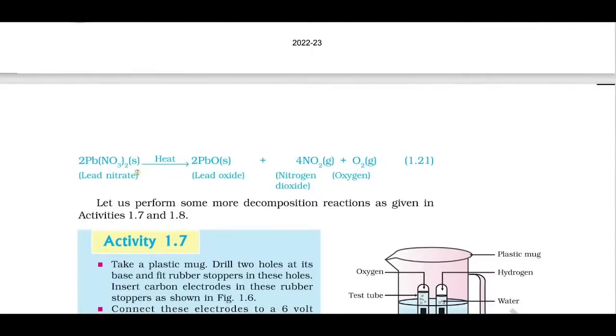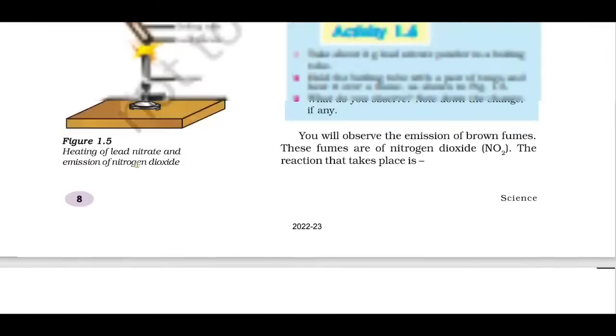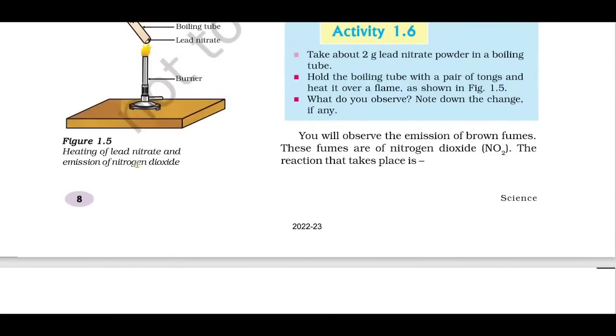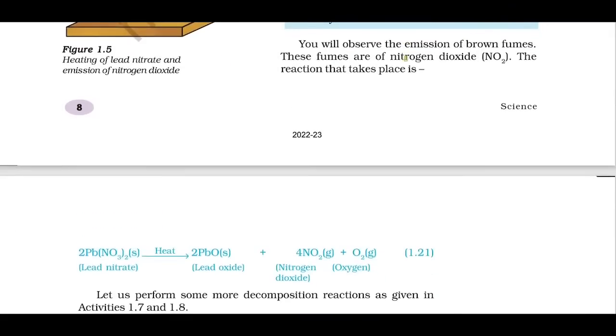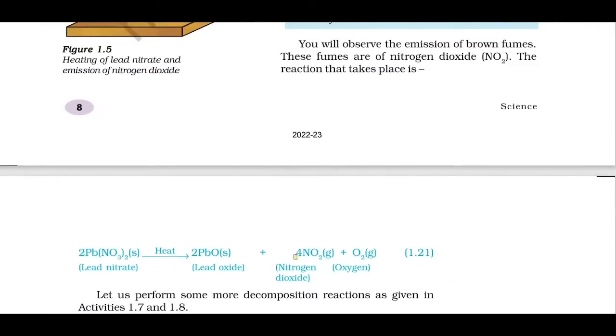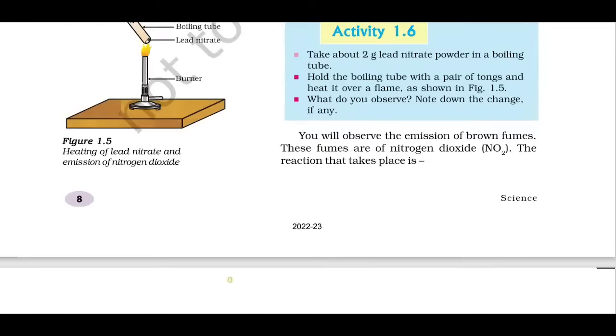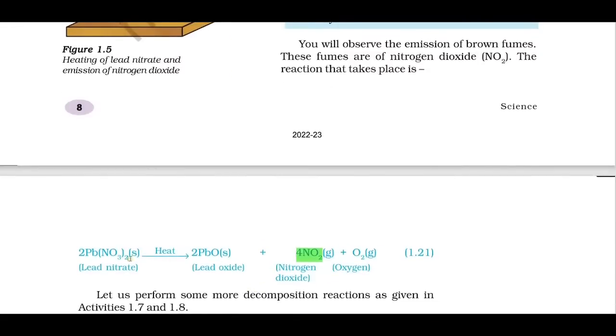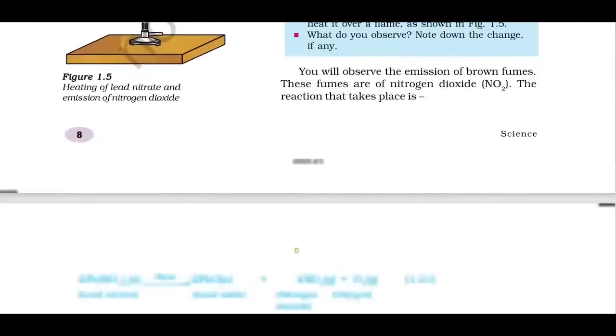We have one more important reaction that is based on the decomposition reaction. Reaction of lead nitrate. The heating of lead nitrate gives what? Lead oxide plus release of brown fumes. What are the brown fumes? It is nitrogen dioxide. So heating of lead nitrate releases brown fumes. What is the gas called? It is nitrogen dioxide. Very important reaction again, based on decomposition reaction, definitely you can expect a question.